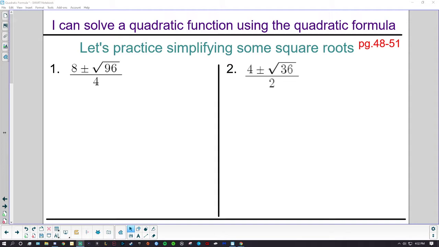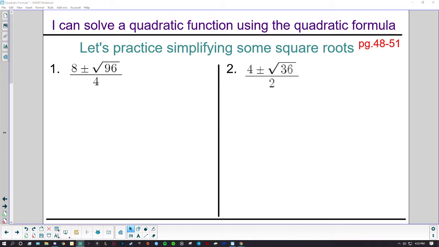We're going to start off today with a little bit of practice simplifying square roots. We did do some simplifying square roots before we started the quadratic formula. You can see these ones look very similar to the quadratic formula, so they're going to be good practice to help us make it all the way through the quadratic formula. So let's start with number 1.